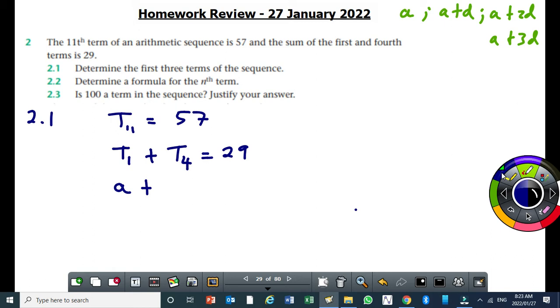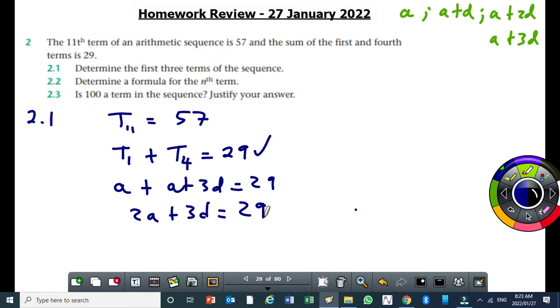You need to know that notation. An arithmetic sequence can be written like this, using T, or you can write it using the values of A and D. So T1 is A, T4 will be A plus 3D. This is equal to 29. So I can end up having a new equation which will be 2A plus 3D is equal to 29.